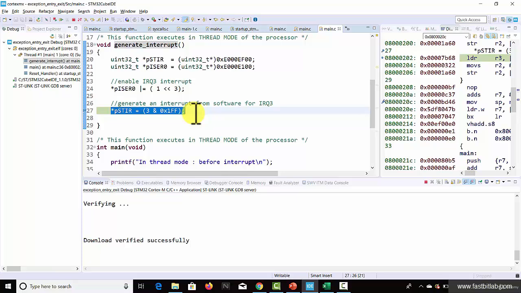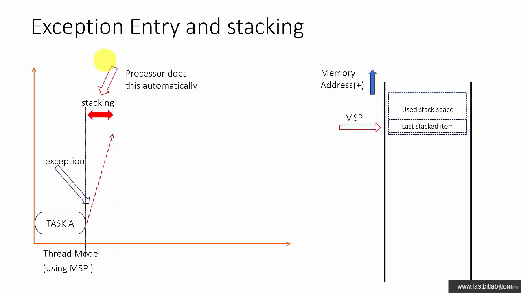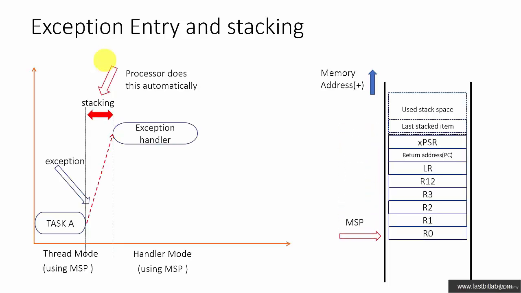When the interrupt triggers, what happens according to our discussion? That is exception entry or interrupt entry. Stacking takes place. MSP will be decremented because our stack is full descending, and a stack frame will be pushed to the stack automatically by the hardware. Let's check this.